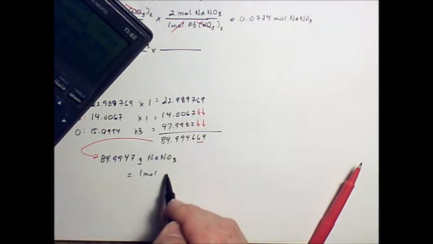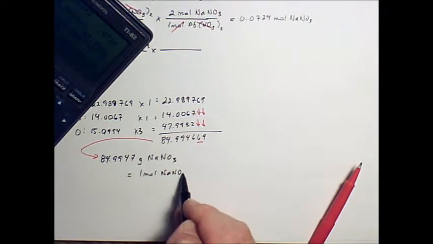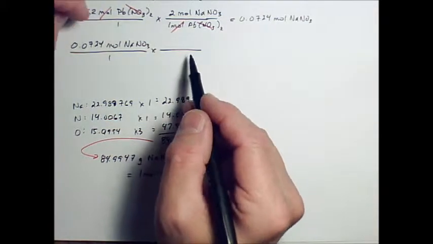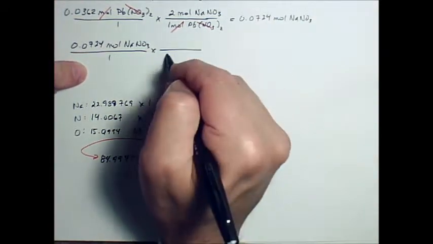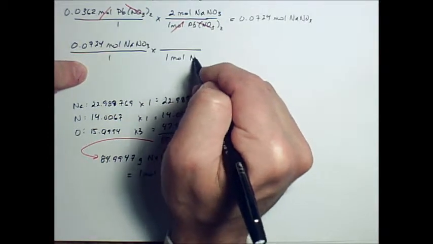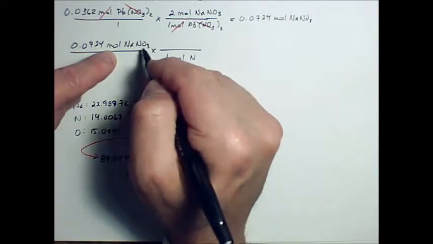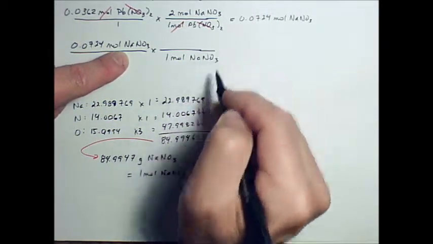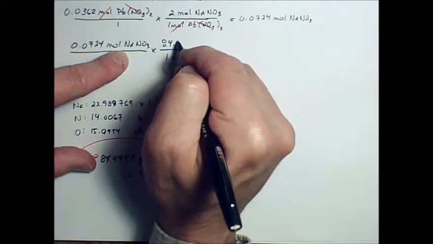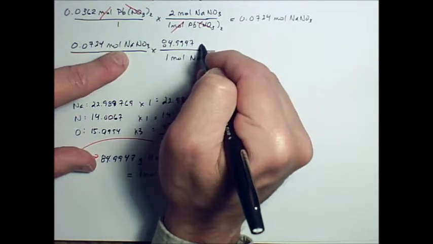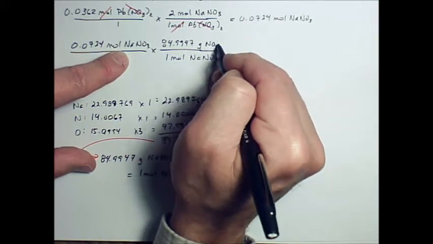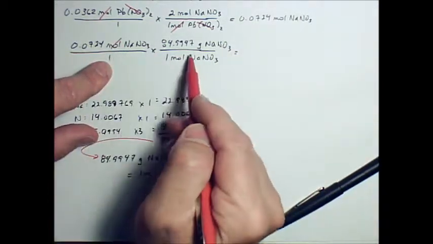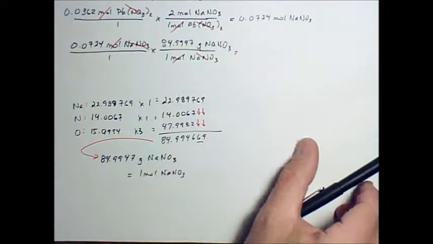That's grams of sodium nitrate equals 1 mole of sodium nitrate. Okay? Alright, there's an equality statement for this conversion unit. 1 mole goes in the bottom because it matches the moles and units and species here. Mass goes on the top. 84.9947 grams of sodium nitrate. I'll cancel first and then do the math.